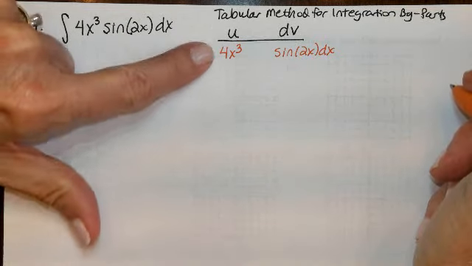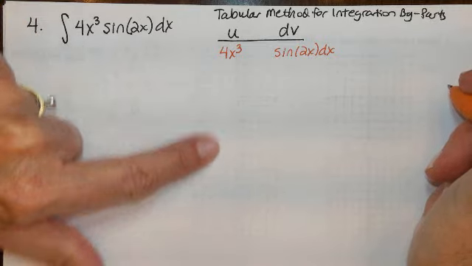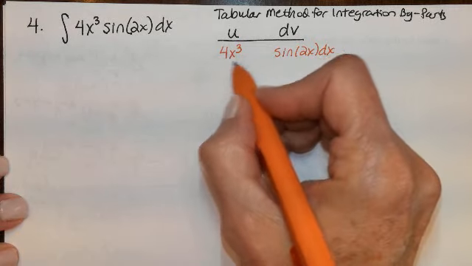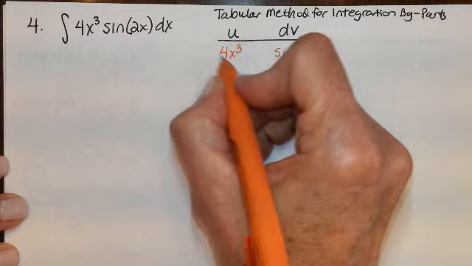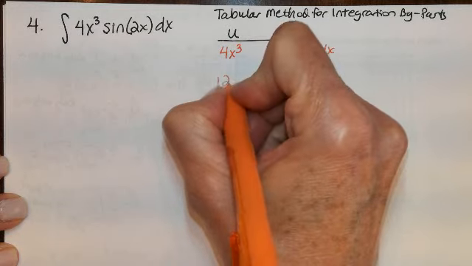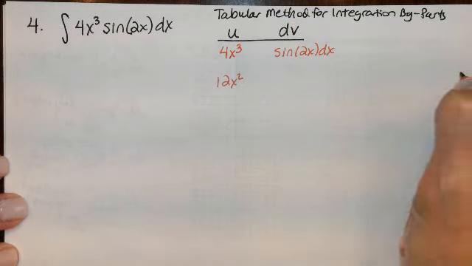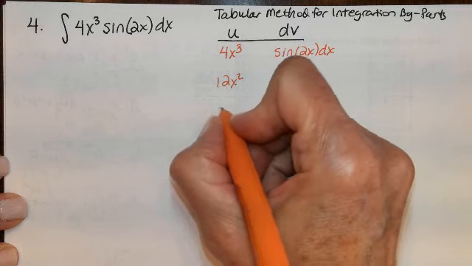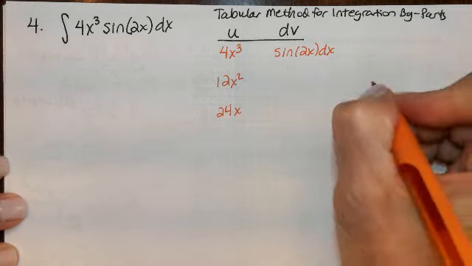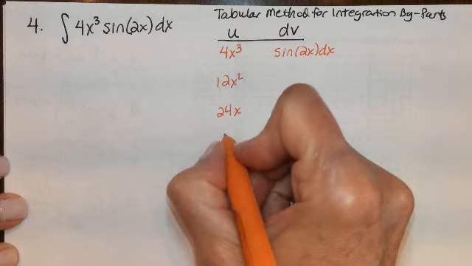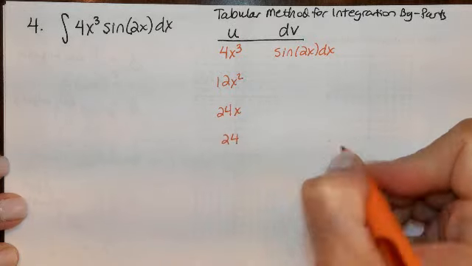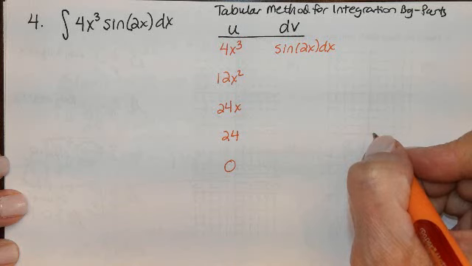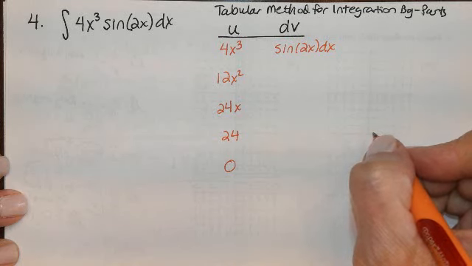Now, what do we do to the u's? We take derivatives, right? So I'm going to take the derivative of this. That's 12x squared. Then I'm going to take the derivative of this, and that's 24x. I'm going to take the derivative again, and again. You take a derivative until you get down to 0. Okay?